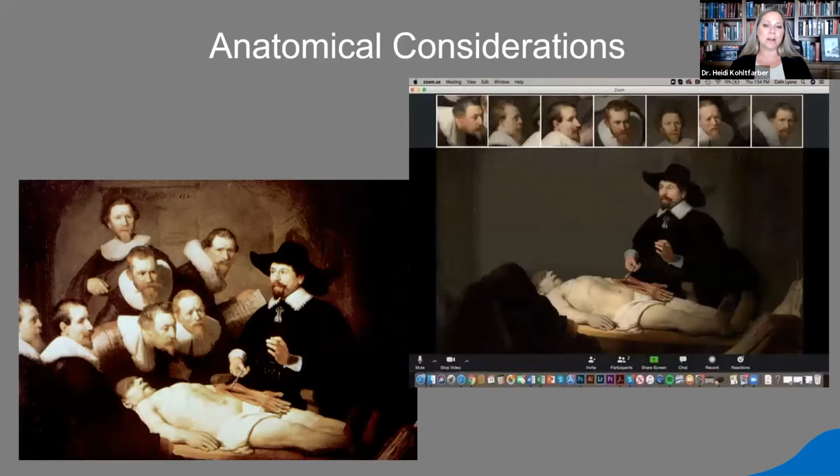All right, so let's talk about our anatomical considerations. I love this painting. This is by Rembrandt. It's the anatomy lesson of Dr. Nicolaes Tulp, and it was painted, I believe, in 1648. Now, one of our smart anatomy students has refashioned this and put this together for what today's anatomy class might look like with everybody in on Zoom. So I thought that was fairly clever and very apropos for today's lesson.